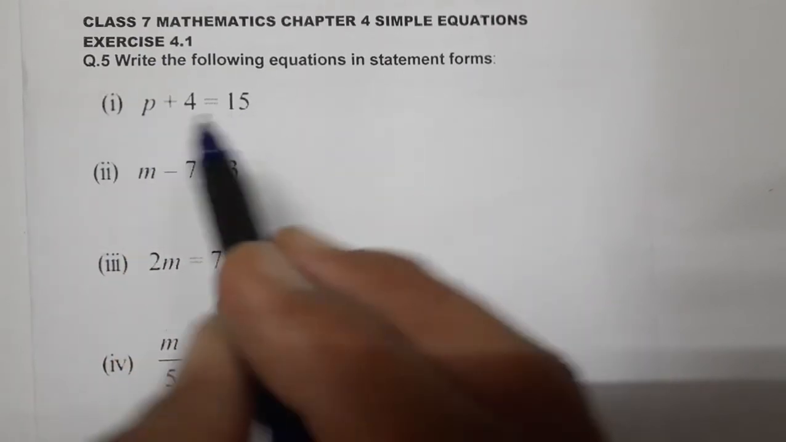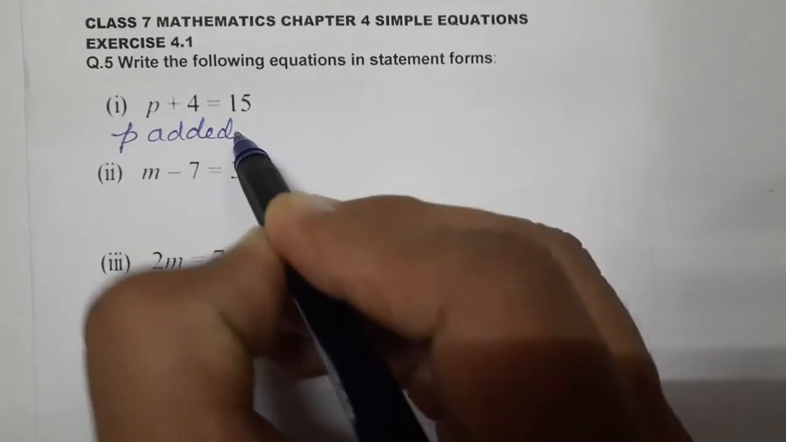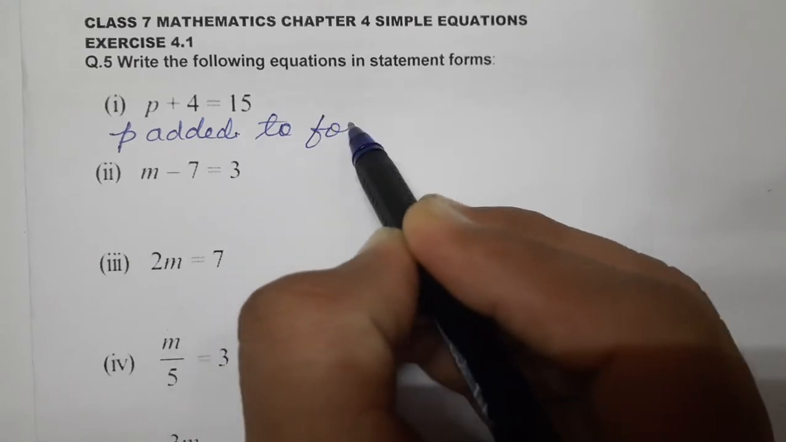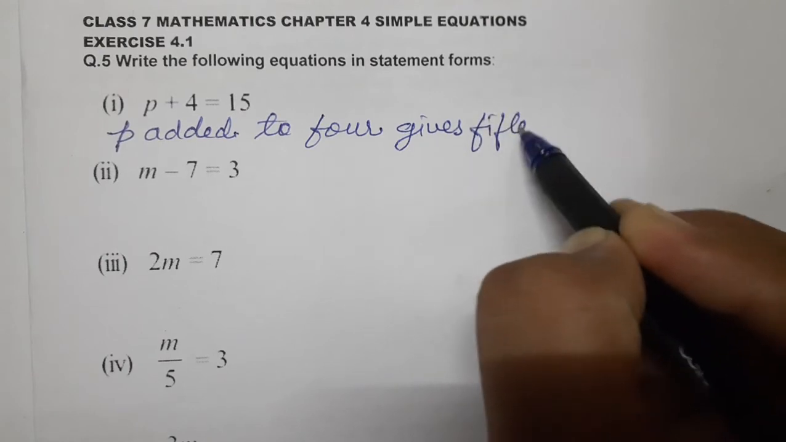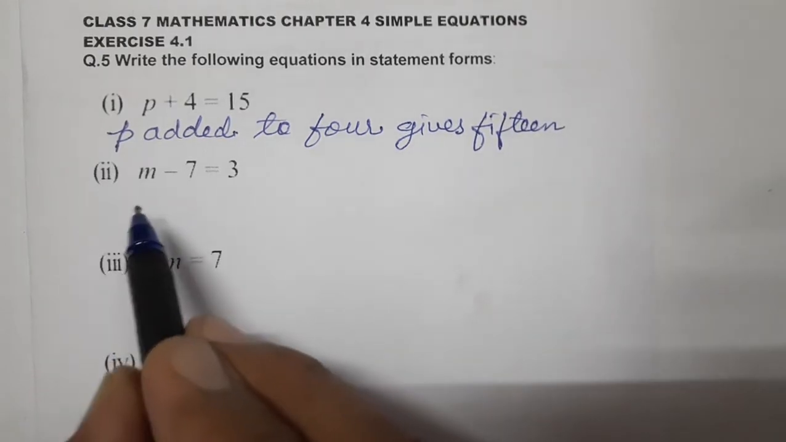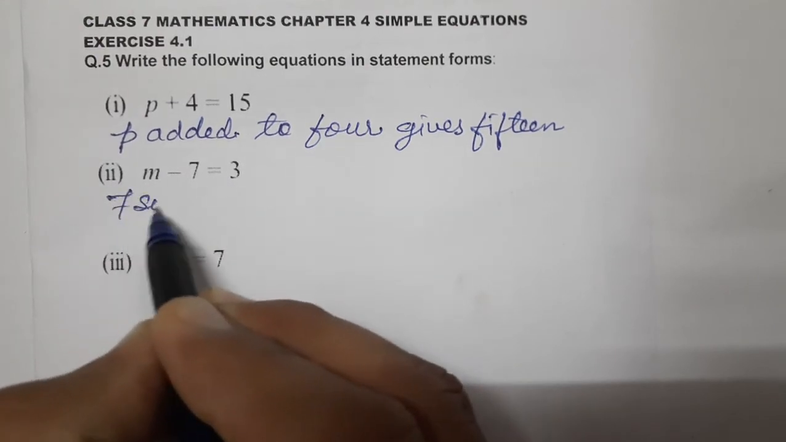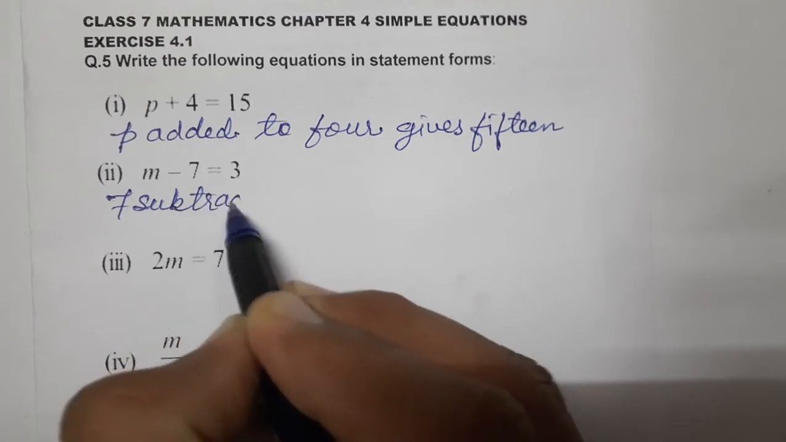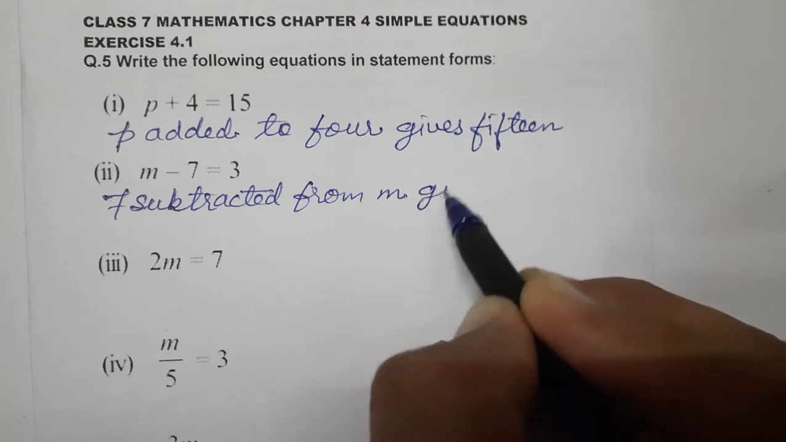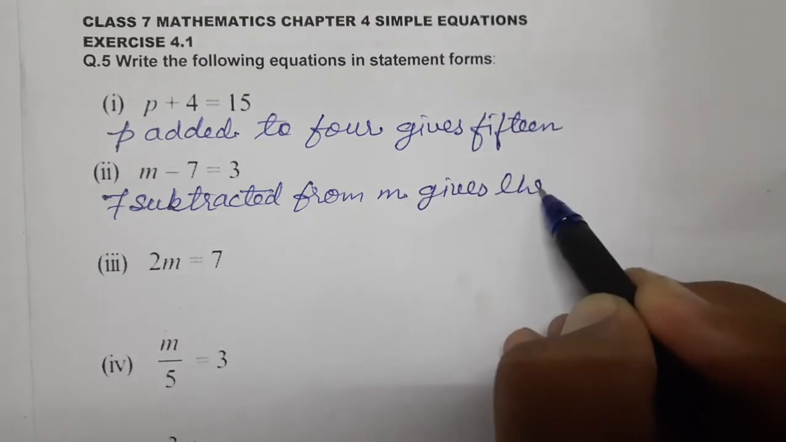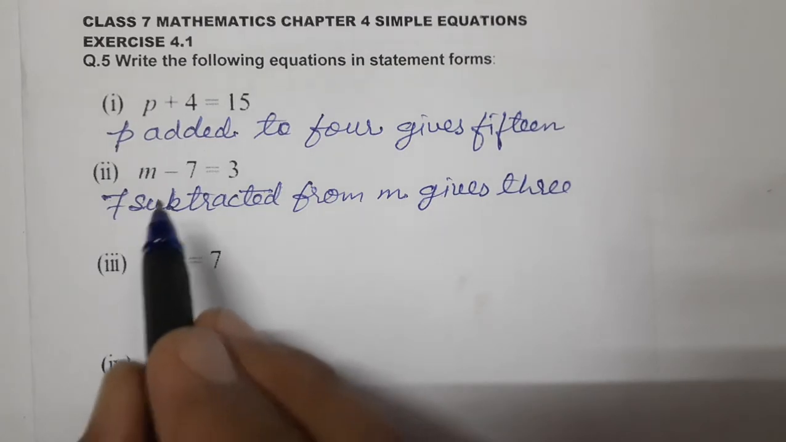P plus 4 equals 15. So what will we write? P added to 4 gives 15. So easy. M minus 7 equals to 3. So what will we write? 7 subtracted from M gives 3. And we can write also like this, M minus 7 equals to 3.